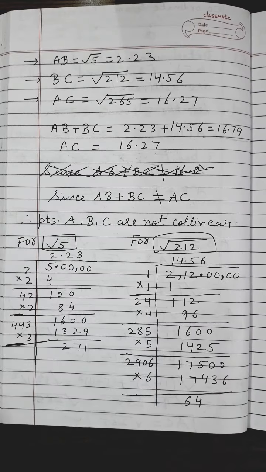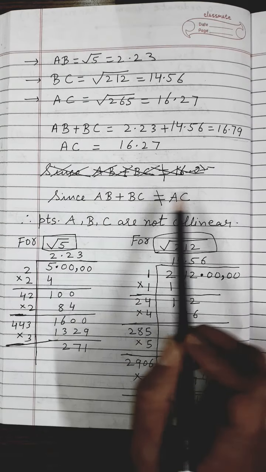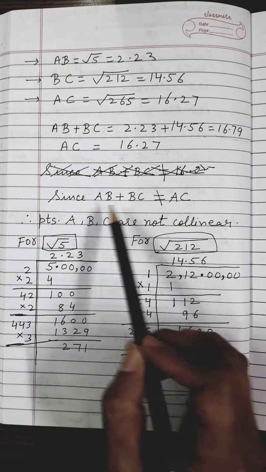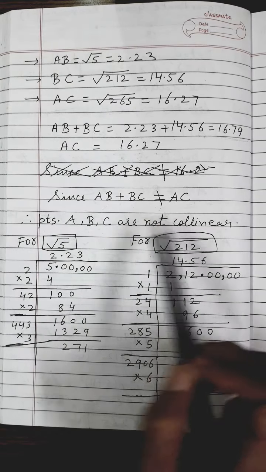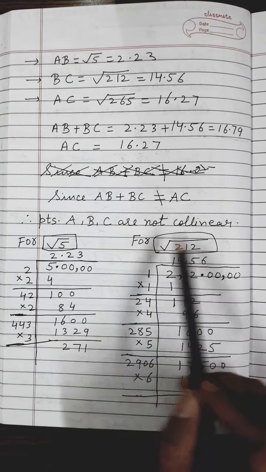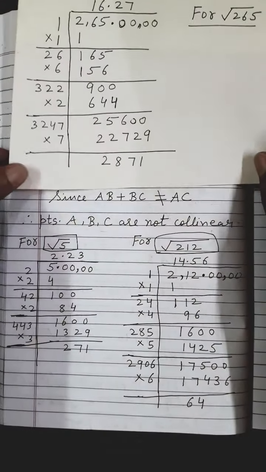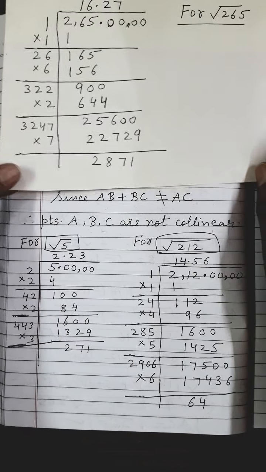So what is the condition for 3 points to be collinear? AB plus BC should come out to be equal to AC. Because in this case it is not equal to AC, we say that the points A, B, C are not collinear points. So this is your final answer. This is what you were required to find out, whether the points are collinear or not.